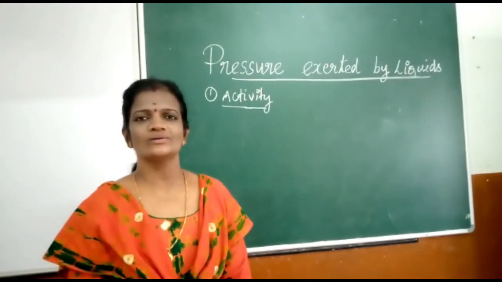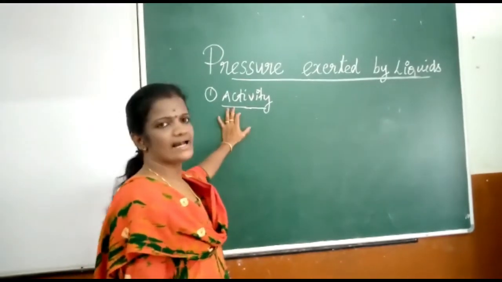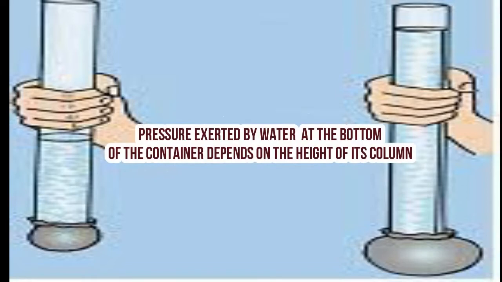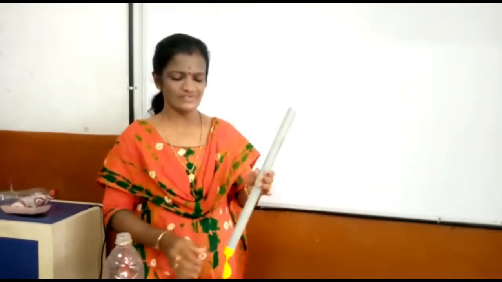So we'll go on to the activities. That is pressure exerted by liquids. We'll go to activity 1. Pressure exerted by water at the bottom of the container depends on the height of its column. So we'll do the first activity, activity 1.